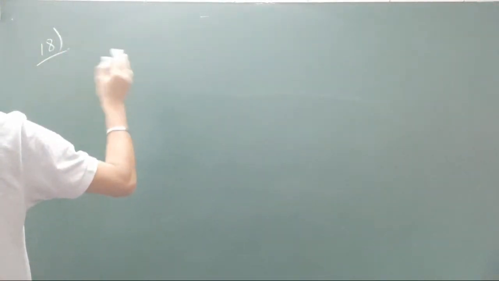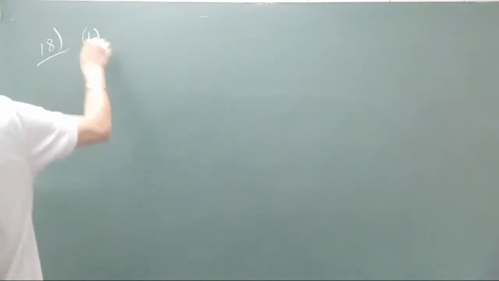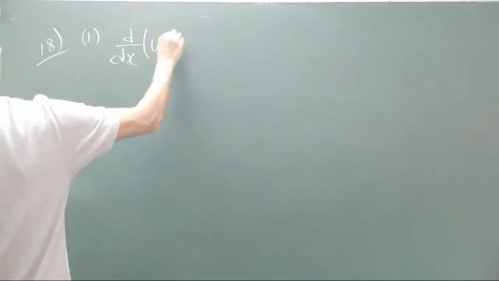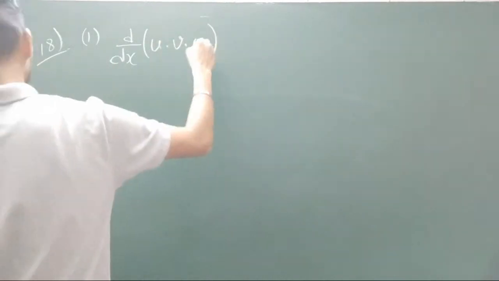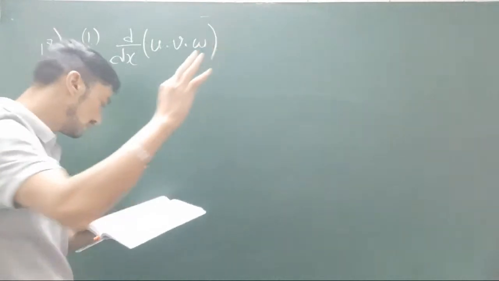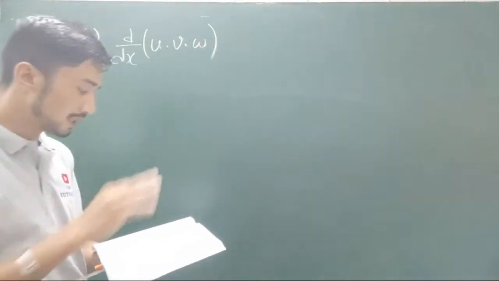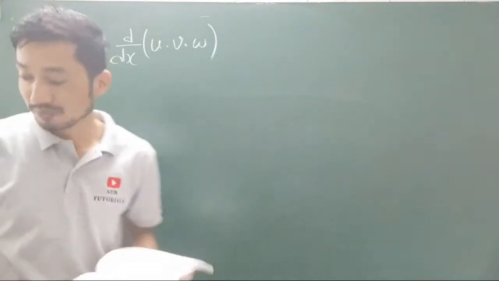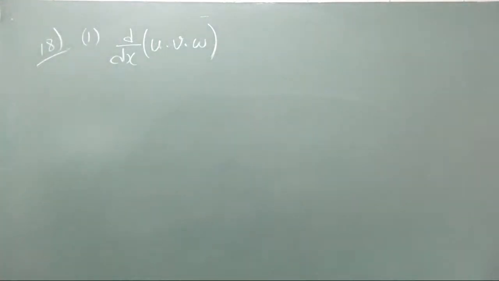All right, so let's end 18. If u, v, and w are functions of x, show that the derivative of u into v into w is equal to that. First, by repeated application of product rule. Second, by logarithmic differentiation.